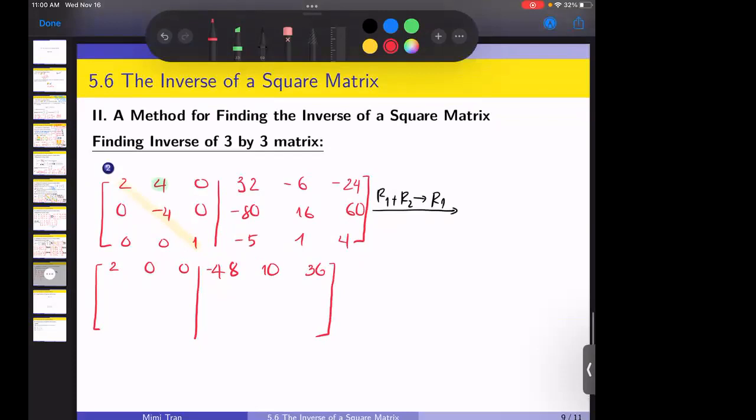All right, and the last two rows are the same. 0, -4, 0, -80, 16, 60, 0, 0, 1, -5, 1, 4. Almost done. What's the last step? Everything is 0, yay, above and below. All we have to do is what? Remember, this has to be an identity matrix. So I need to make the 2 and the -4 be 1. So what should I do?